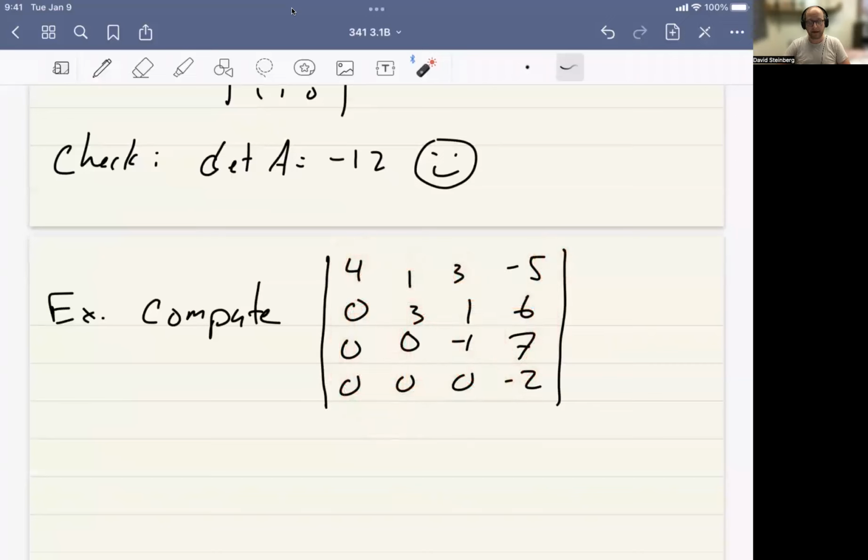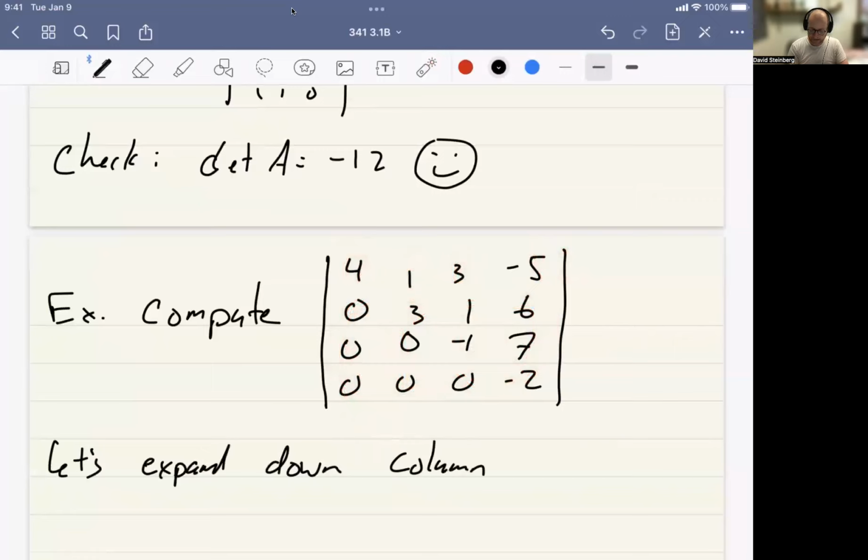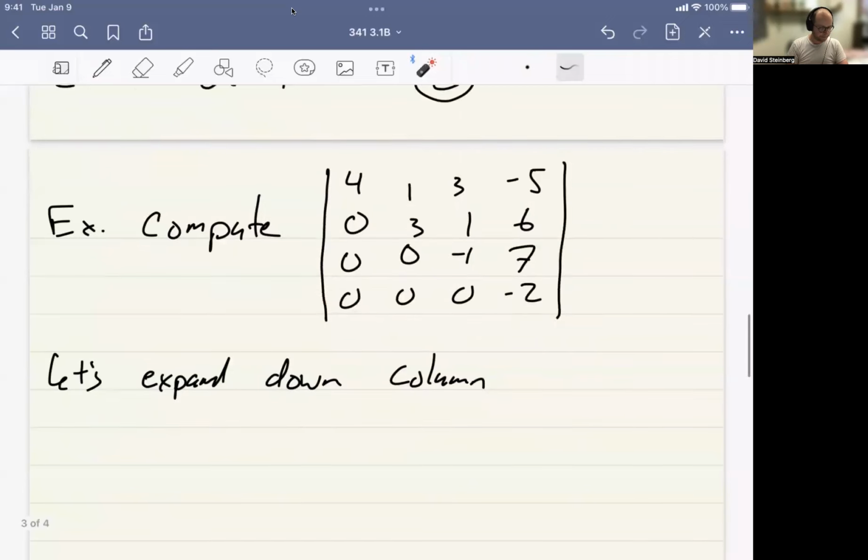But we're clever people. We're going to choose a row or column that makes this easy. So let's expand down, do the cofactor expansion down column 1, because that's going to give us 0 times a bunch of things, and we know that is equal to 0.